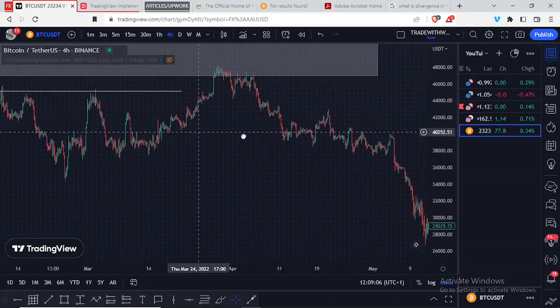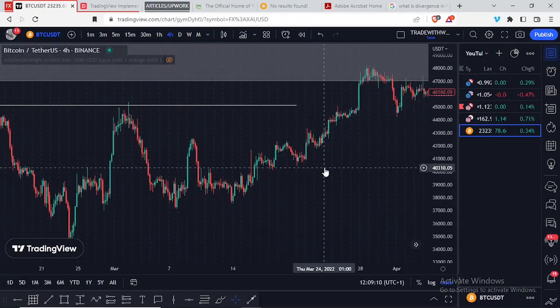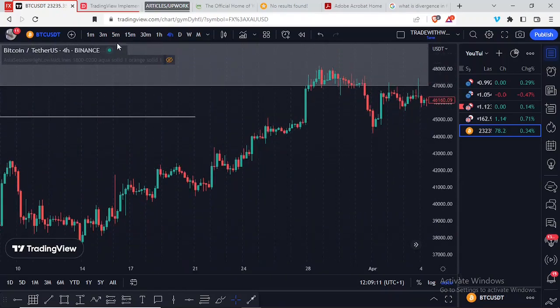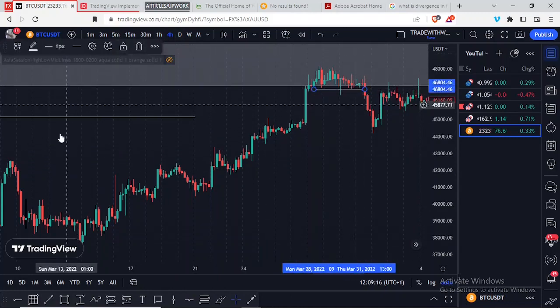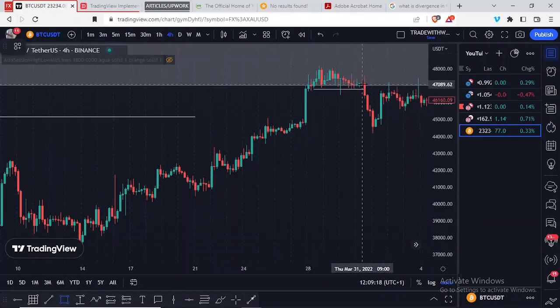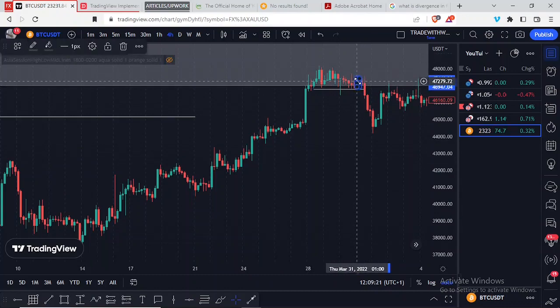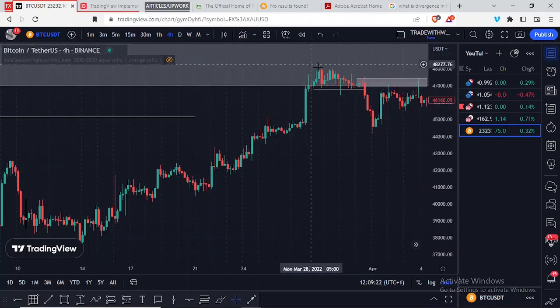Okay, so moving to the 4-hour time frame, this is the mitigation over here. This is the mitigation, right? Then what do you want to look for? You want to look for a break of structure, just like this, and then you want to look for the supply zone that caused the break of structure. It is up here, and then your stop loss is going to be where? Should be above this high.